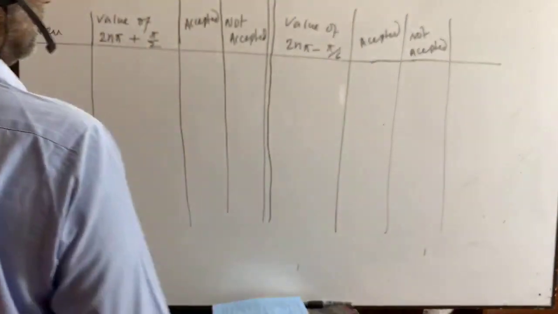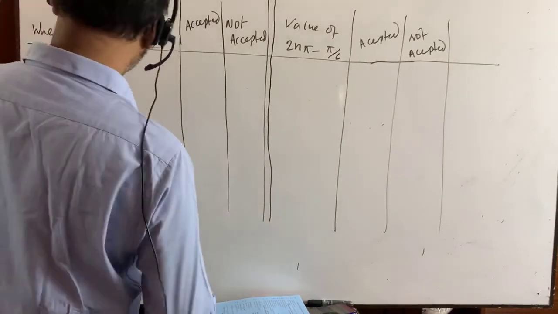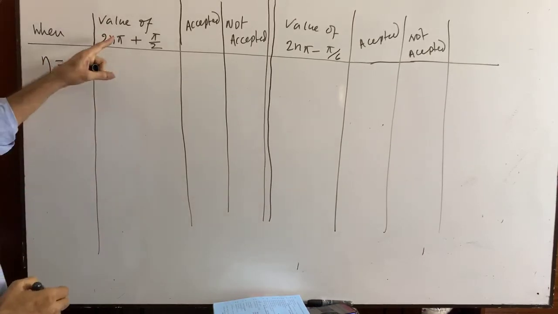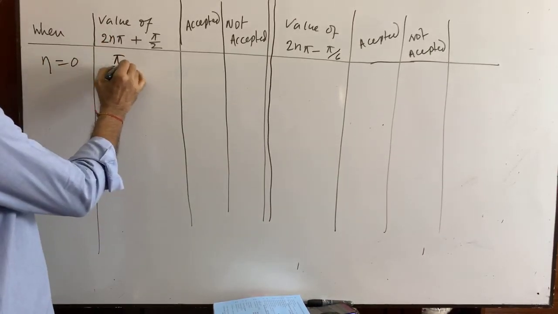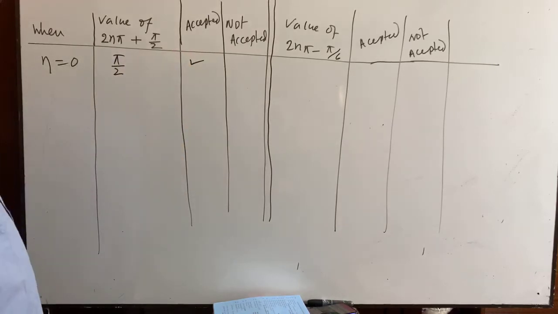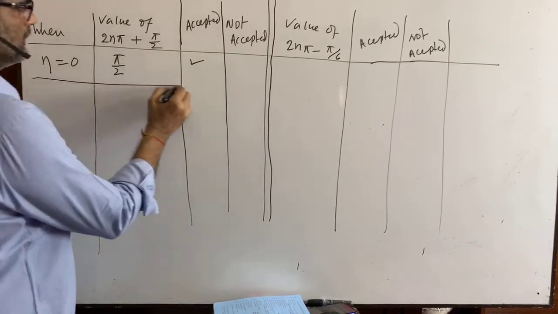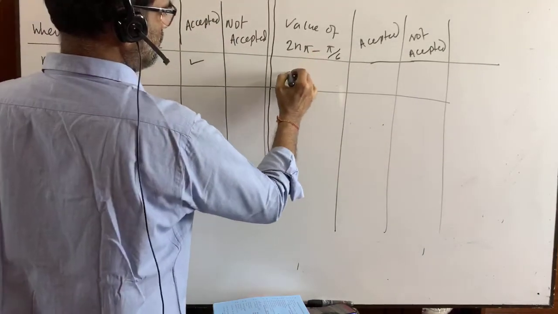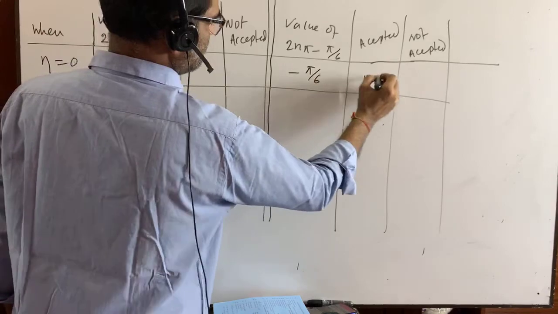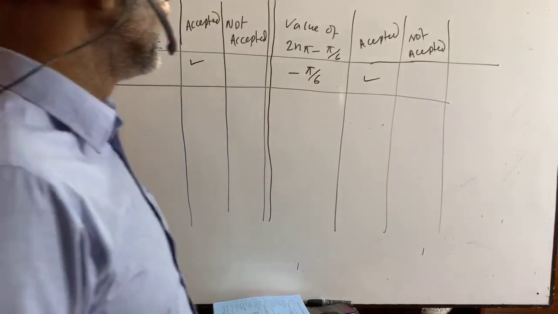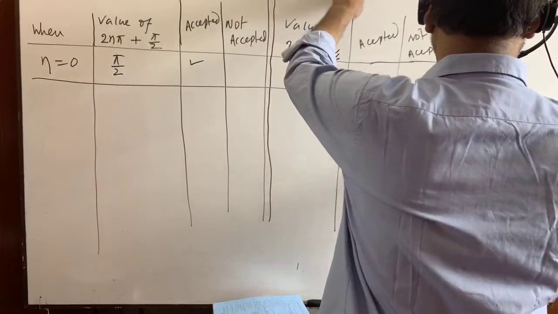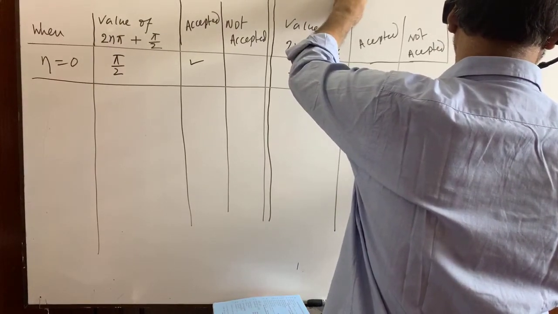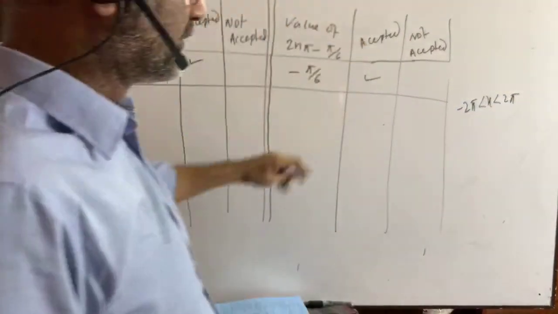Now let's put n equals to 0. If n equals to 0, we are getting pi by 2. So it is accepted. If n equals to 0, we are getting here minus pi by 6. So it is accepted, because our range is given from minus 2 pi less than x less than 2 pi. It is the given range.